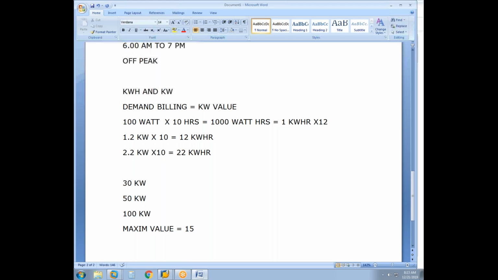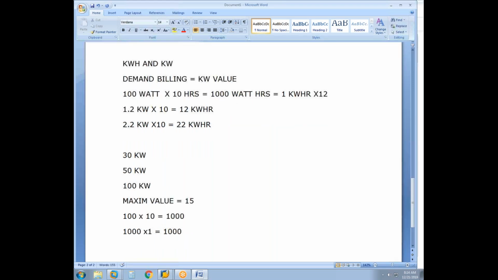Now, why is demand important? Because in commercial applications we have machinery of very high capacities. So whenever the machines are running, the rate of consumption will increase. Suppose you have a bulb of 100 watt running for 10 hours. It is 1000 watt hours, that is 1 kilowatt hour. I have a bulb of 1000 watt running for 1 hour. That is also 1000 watt hours. If you say the energy price is 10 rupees, both are 10 rupees only, because both are 1 kilowatt hour.